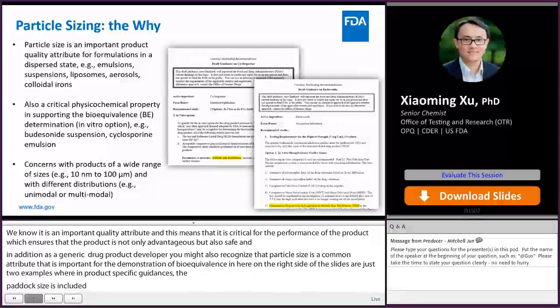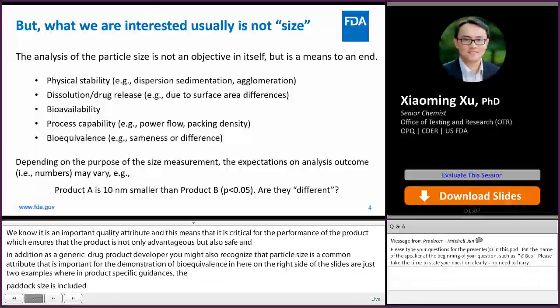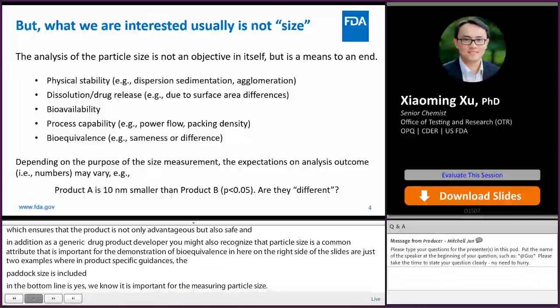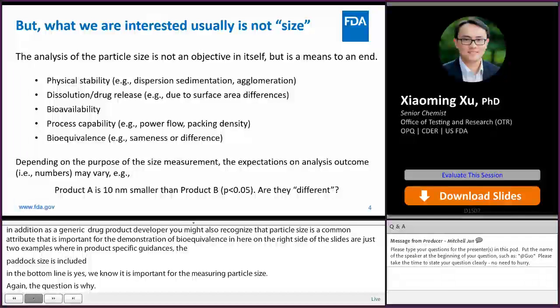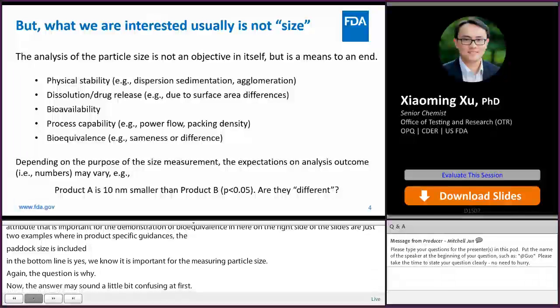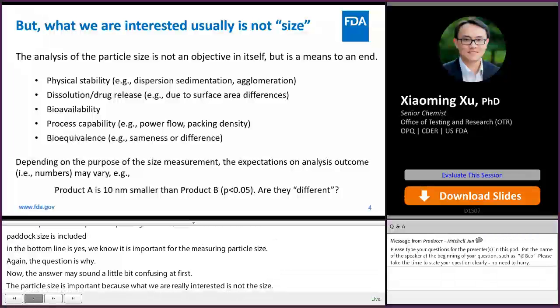Now, the answer may sound a little bit confusing at first. The particle size is important because what we are really interested in is not the size. If you think carefully, when we analyze the particle size, it is generally not the objective in itself that we are measuring, but rather measuring size is a means to an end. That end goal can be the physical stability of a suspension product, for example, whether it will settle down very fast or whether the suspension particles will agglomerate.